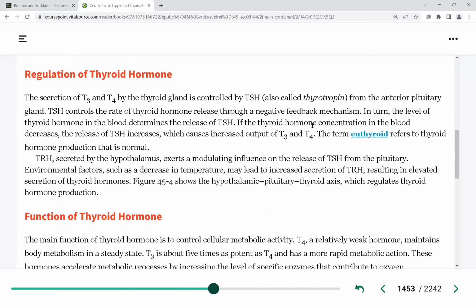As we know, our body functions by negative feedback. So therefore, if the T3, T4 levels are low, and this is controlled by the pituitary gland, the pituitary gland produces thyroid stimulating hormone, also called thyrotropin. Now, just by the name itself, thyroid stimulating hormone, what will this hormone do? This comes from the pituitary gland.